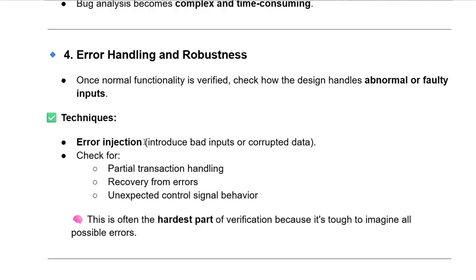Techniques: error injection. Introduce bad inputs or corrupt data. Check for partial transaction handling, recovery from errors, unexpected control signal behavior. This is often the hardest part of verification because it is tough to imagine all possible errors.